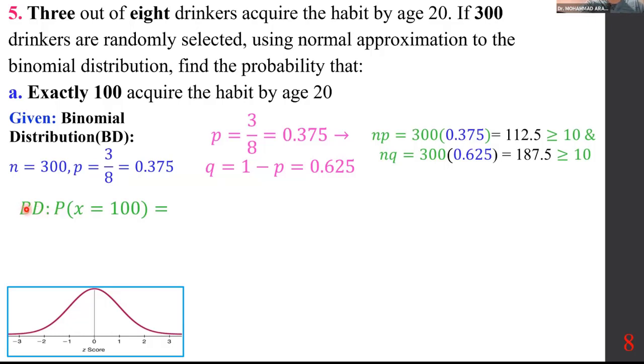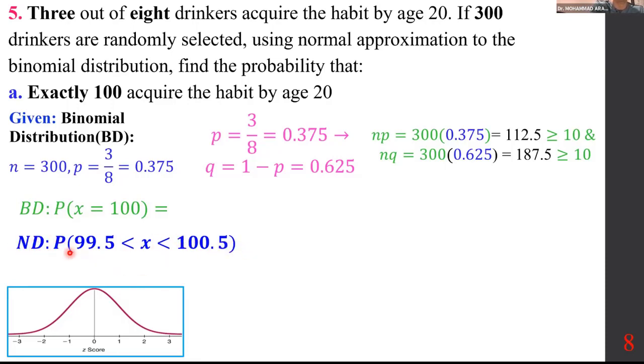So how do you go from a discrete to a continuous random variable? Statisticians use a continuity correction factor of 0.5. Therefore, they go 0.5 to the right and left of this number. It makes it 99.5 to 100.5. And now we are ready to use normal distribution.